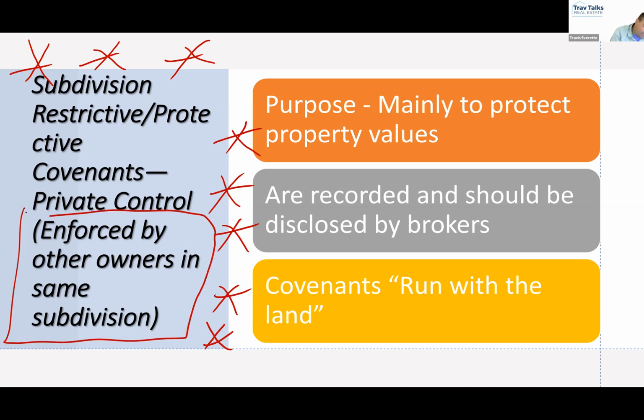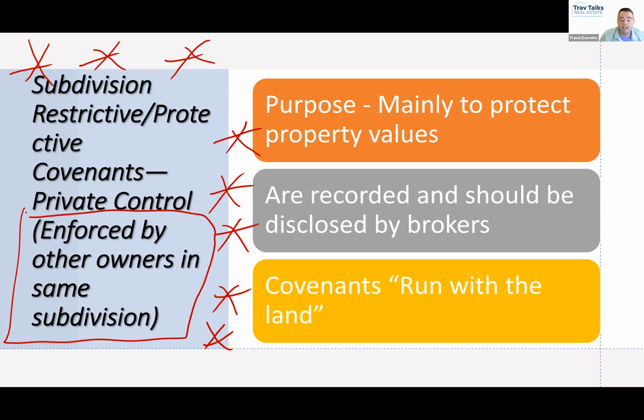Covenants are not enforced by the government. Don't call the police if somebody's violating the covenants. Don't go to the planning and zoning office if somebody's violating the covenants. Don't file a complaint with the city if somebody's violating the covenants. Those are all examples of government. Covenants, folks, are not government rules.